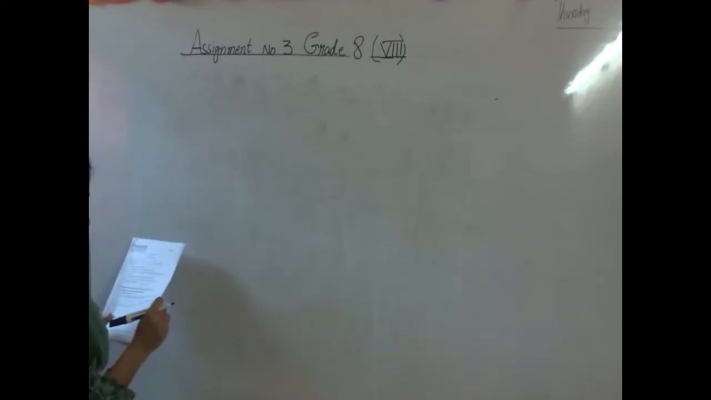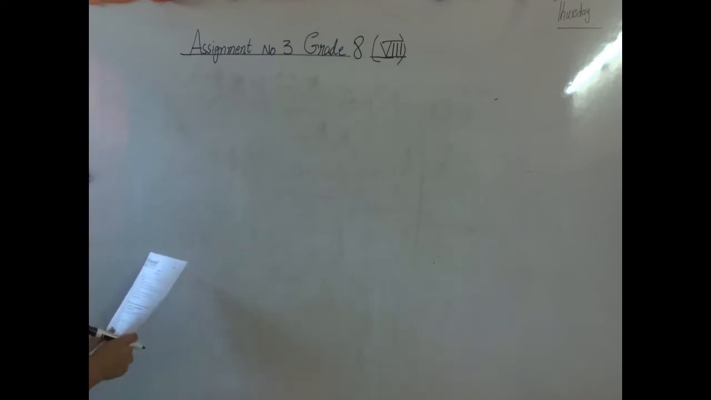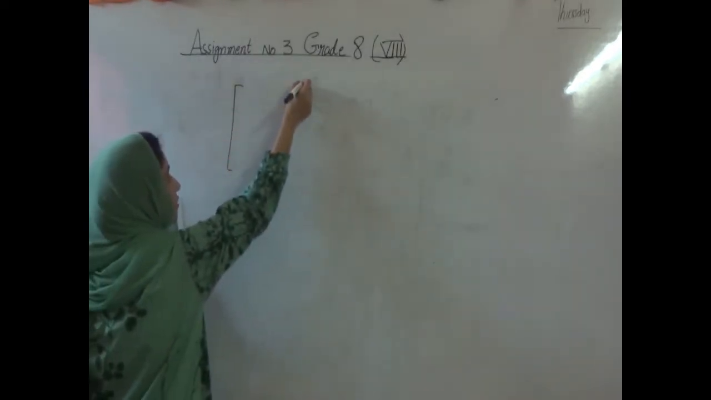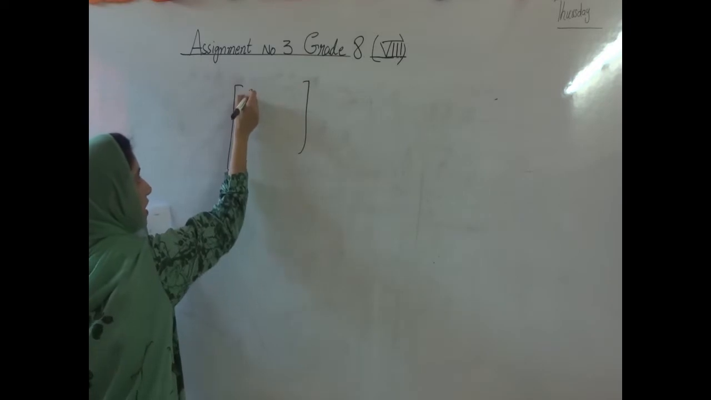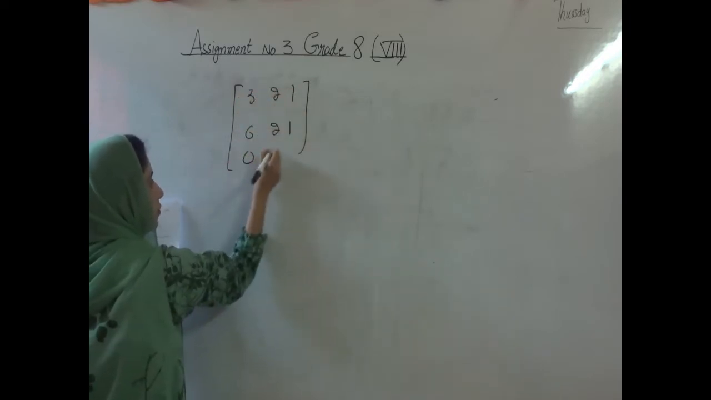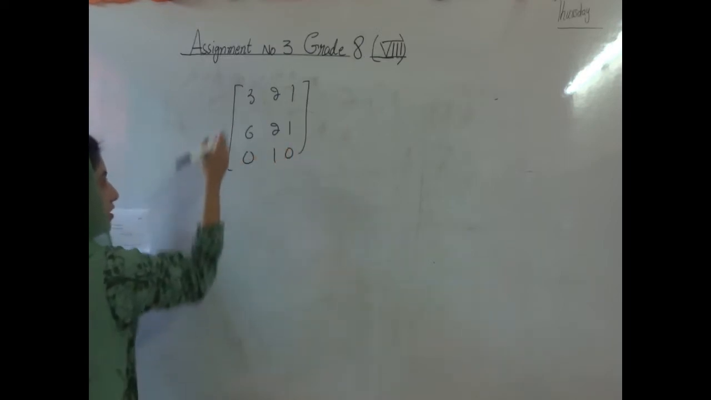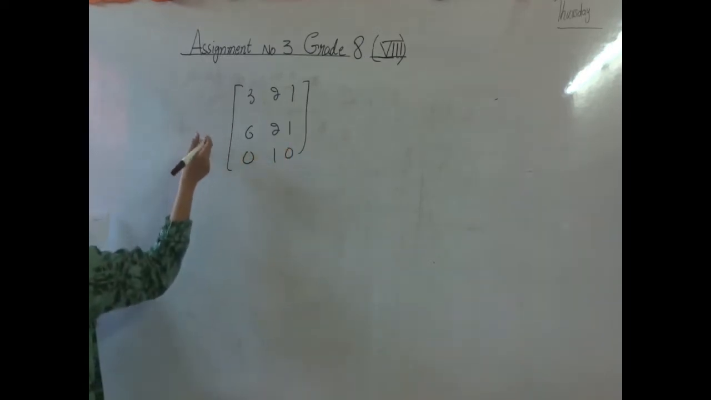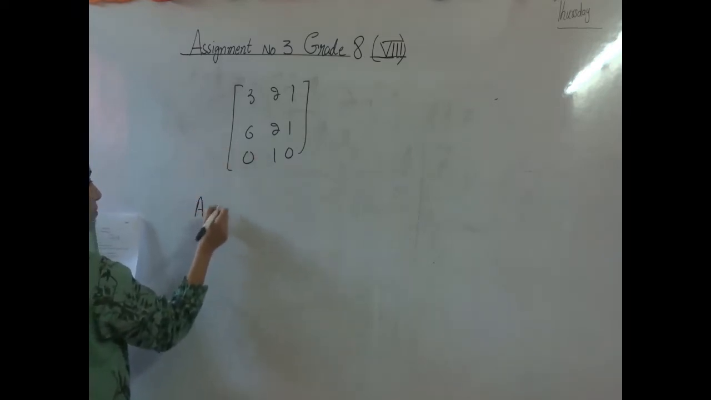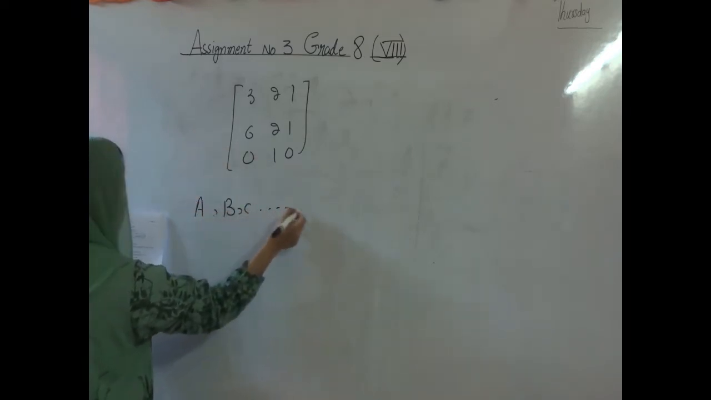So first, beta, as I told you about matrices in the previous lecture, a matrix is a rectangular array in which the numbers, or elements, are arranged in rows and columns. Let's suppose 3 2 1, 6 2 1, 0 1 0. This form is called the matrix form, and matrices are always represented by capital letters A, B, C, and so on. Fine.